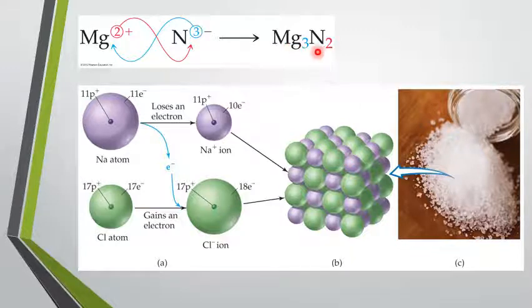It doesn't matter if it's this magnesium nitride or if it's something like sodium chloride, they're all going to come in a crystal like this. So any type of ionic compound is a salt. It's a type of salt. So that is our other examples of ionic bonding.